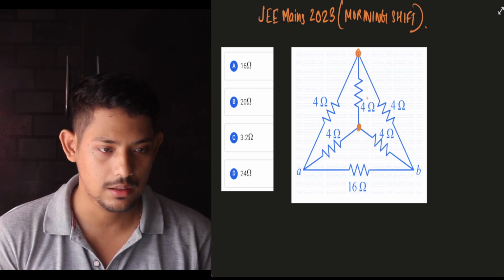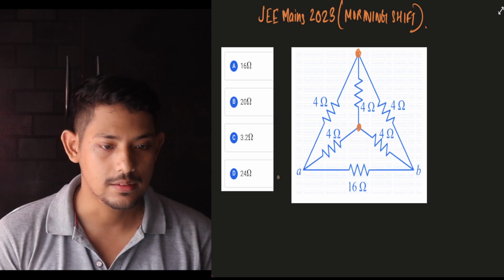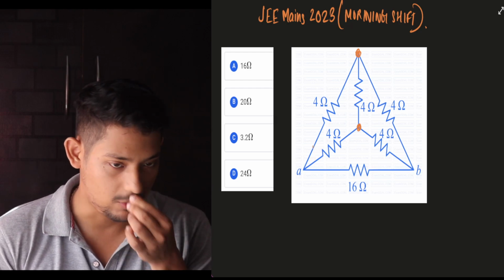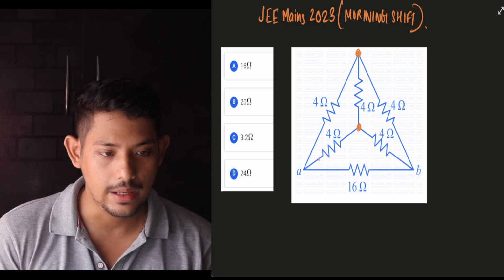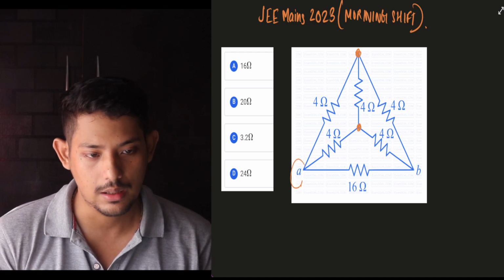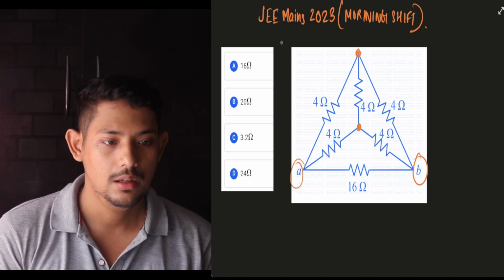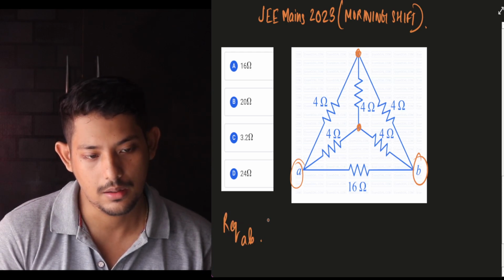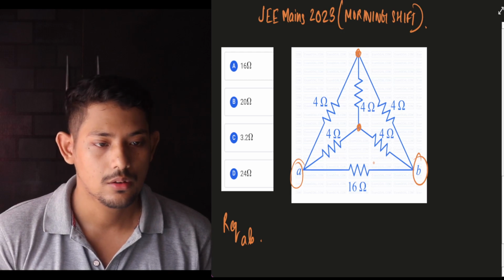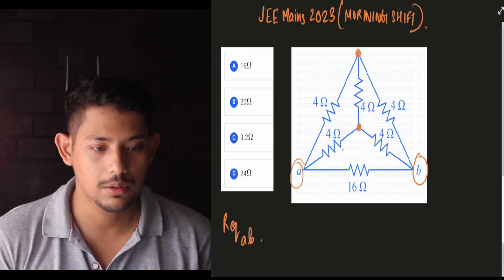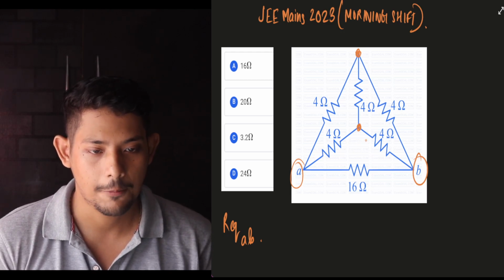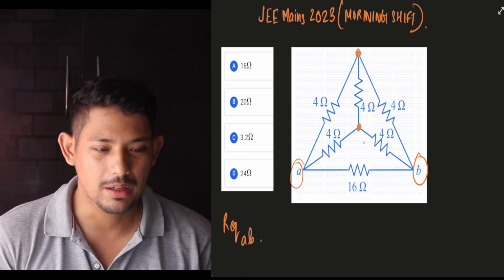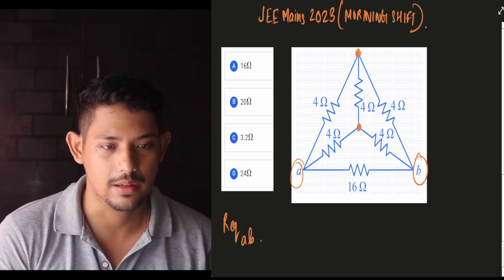The question is, what is the equivalent resistance across A and B? Equivalent resistance, REQ, across A and B. Okay, so how do we proceed with some question like this? We can have multiple approaches, like I have taught you guys already.